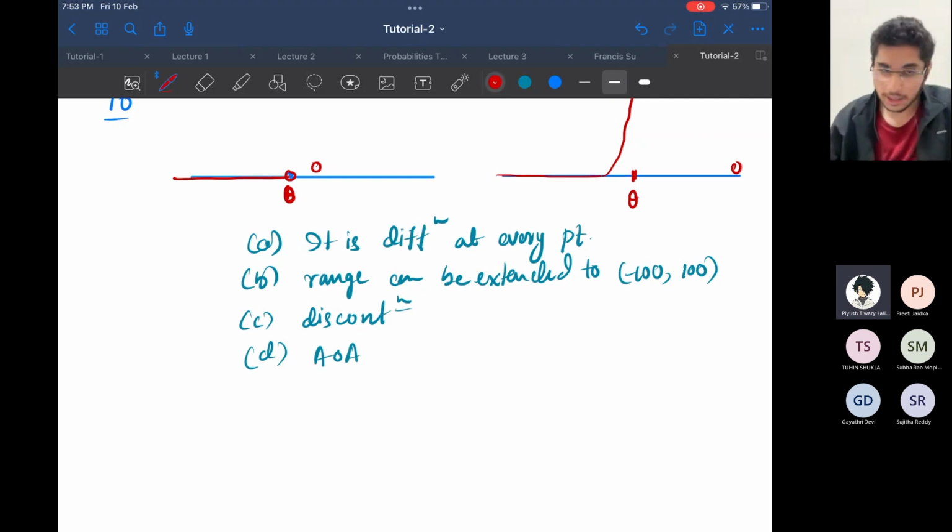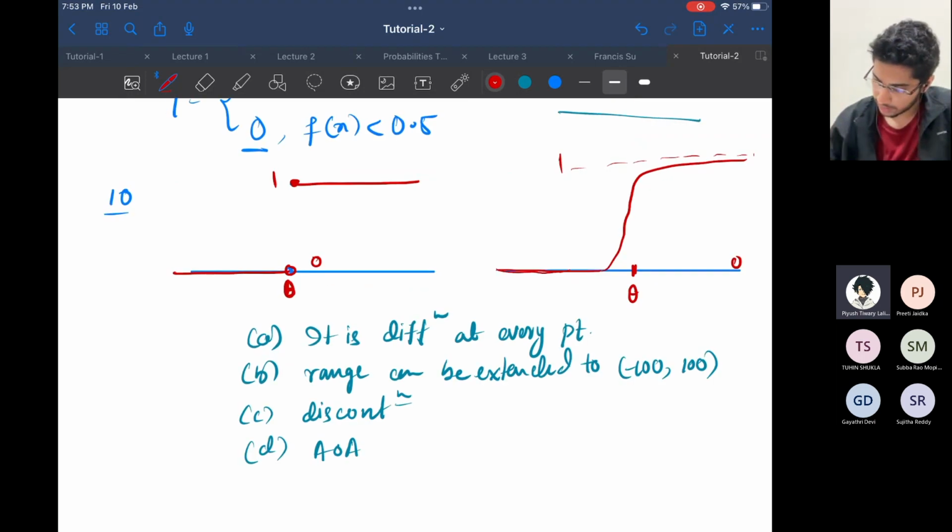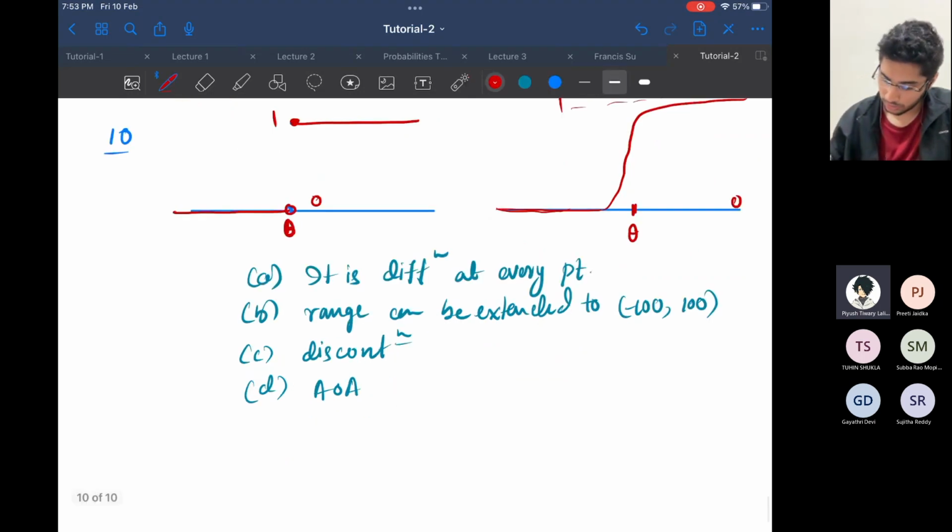So first of all, let us discard the options that are clearly wrong. We can see from this diagram that it is not discontinuous. In fact, it is a continuous function. So this option is straightforward wrong. It is not a discontinuous function. And since this is wrong, all of the above cannot be true. So D is also wrong.